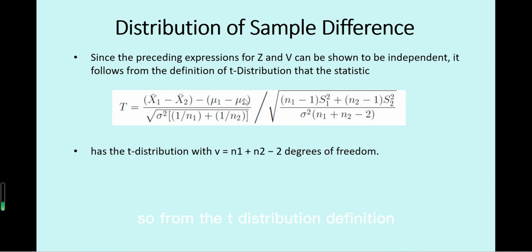So from the t-distribution definition, the t statistic here is the division of two statistics. This one has a standard normal distribution, and this one has a chi-squared distribution divided by its degrees of freedom, and take a square root. So these two parts have a t-distribution with n1 plus n2 minus 2 degrees of freedom.